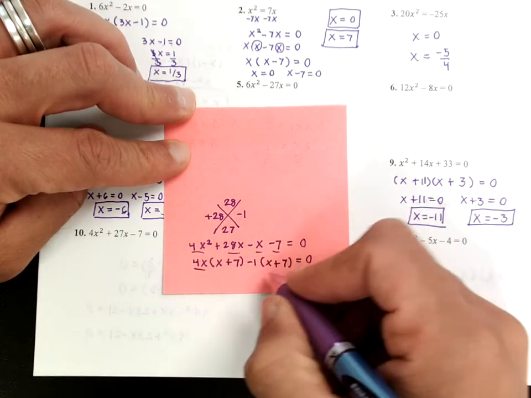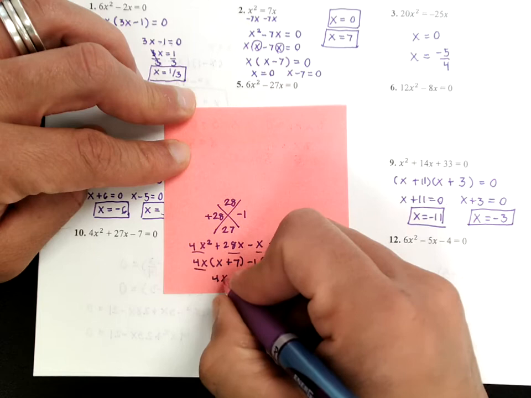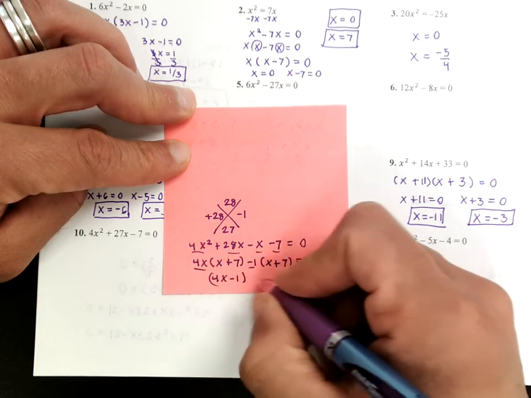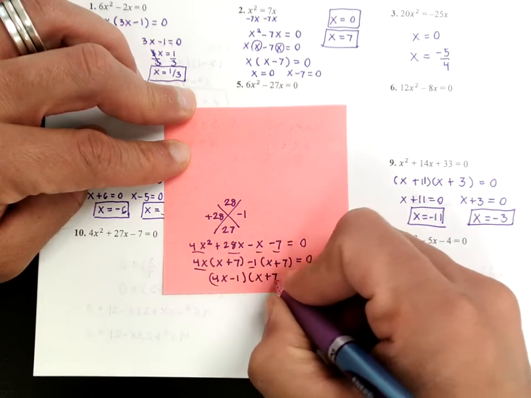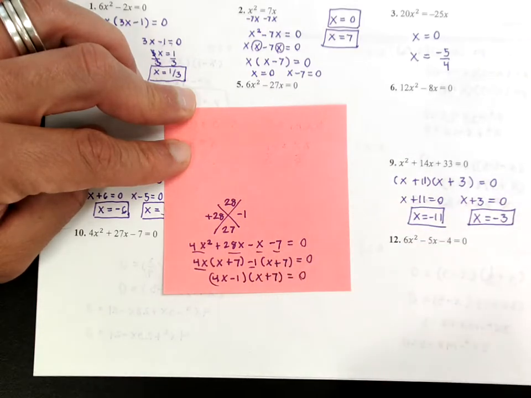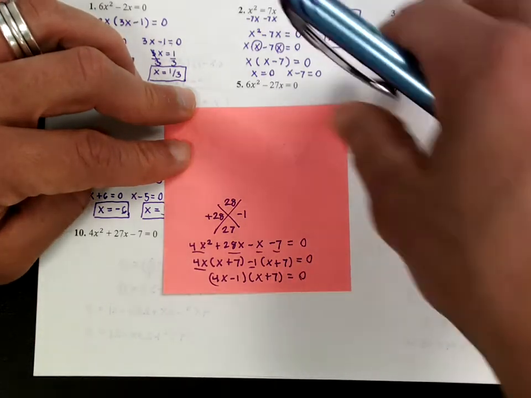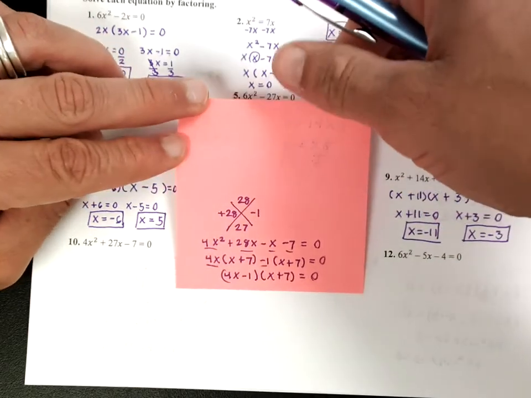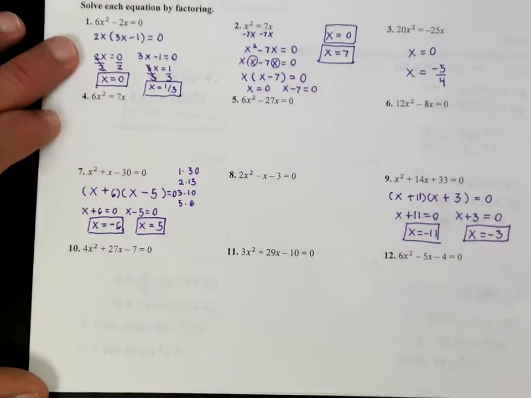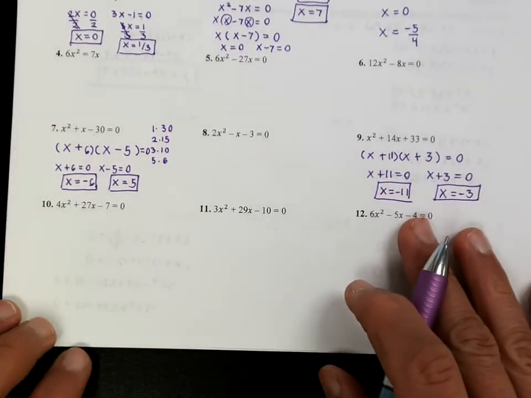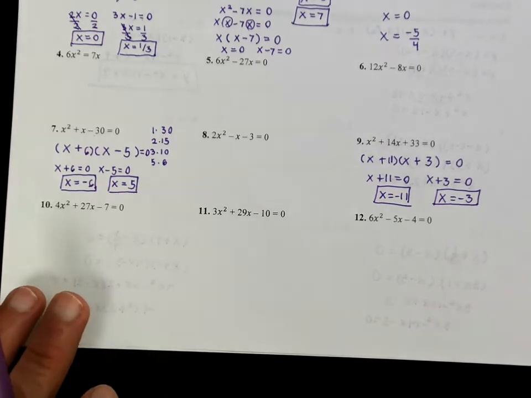You're going to bring those two together, so we have 4x minus 1, and x plus 7 is equal to 0. Okay, so that's how you factor that. Now we're going to teach you a slightly different way, and this is what we used to teach last year and the year before that. This is the method we call bottoms up, which is essentially the same, just slightly different.